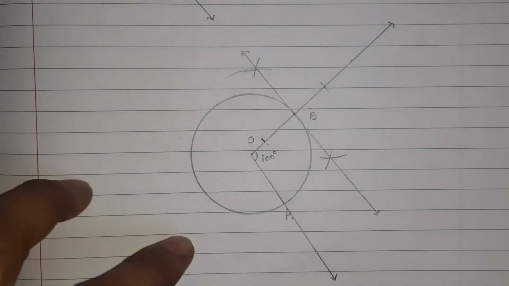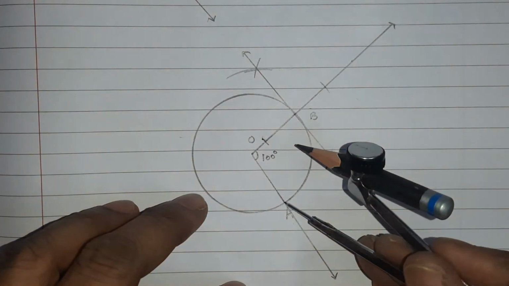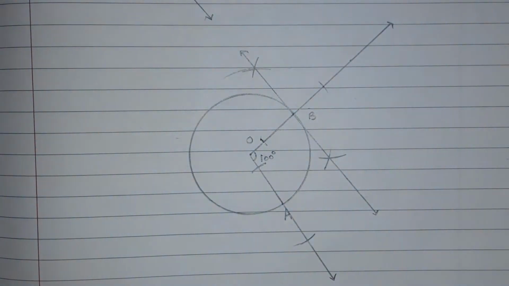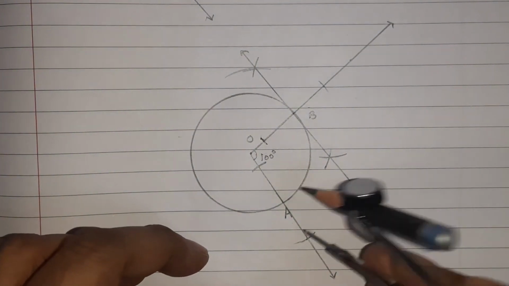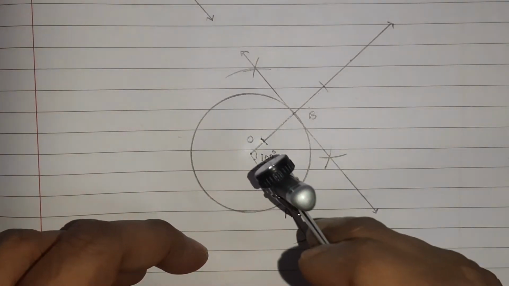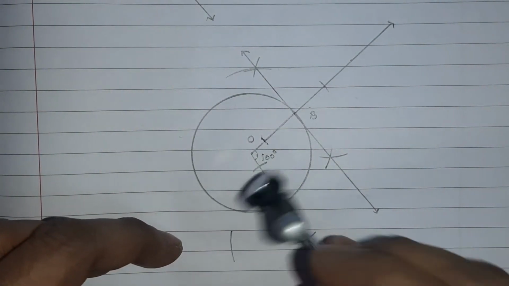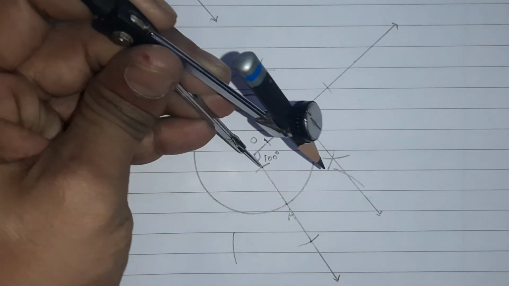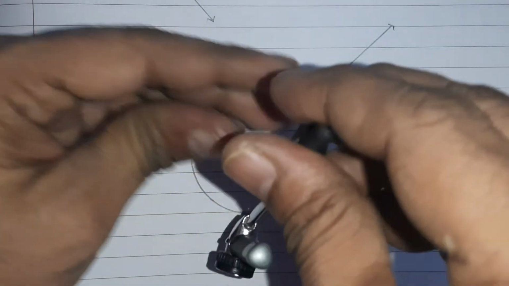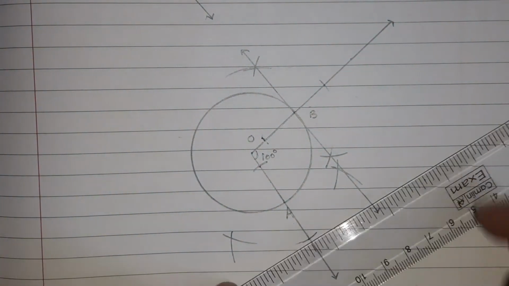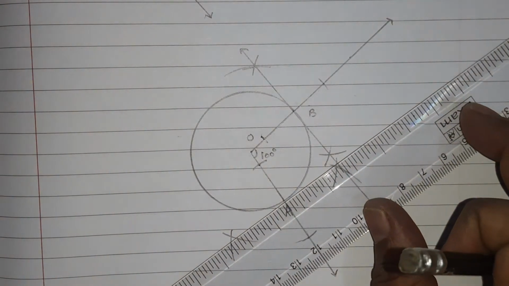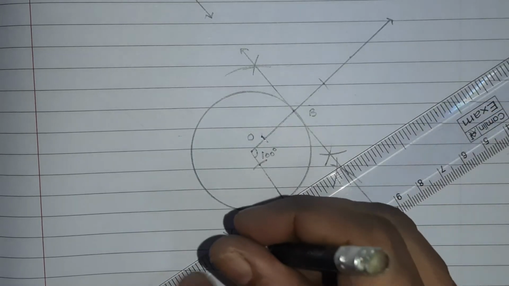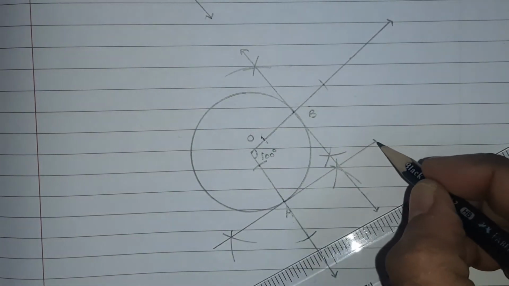Now we have to draw the other tangent passing through the point A. Therefore take a suitable distance and make two arcs like this. Put the metal point here, take more than half, from here one arc and from here another arc. Put the metal point on this arc and draw the arc intersecting the previous one like this and join this. We will get the other tangent.